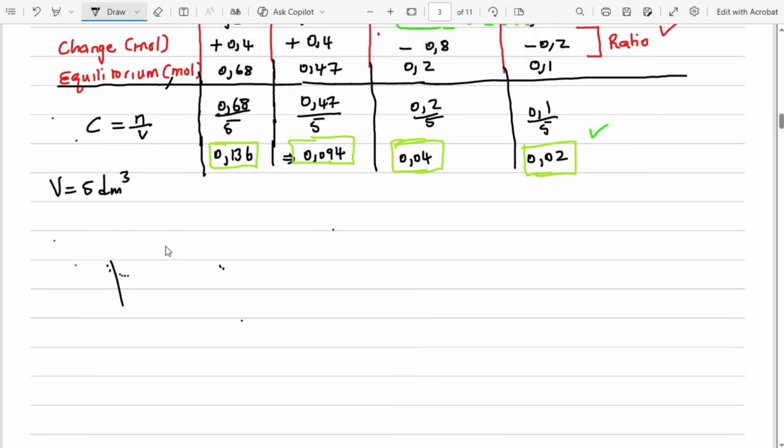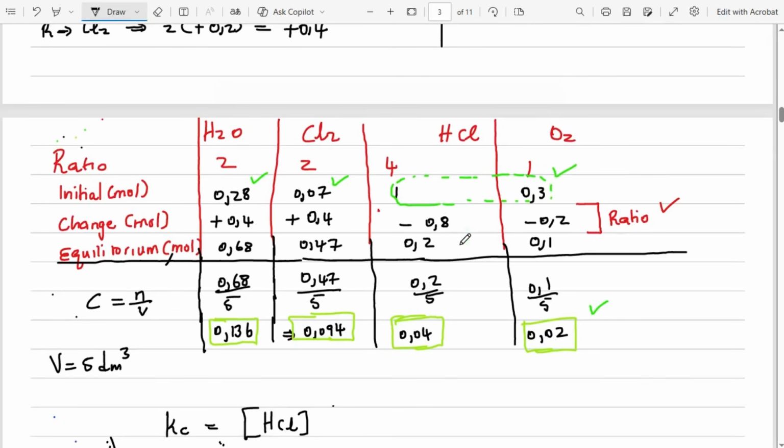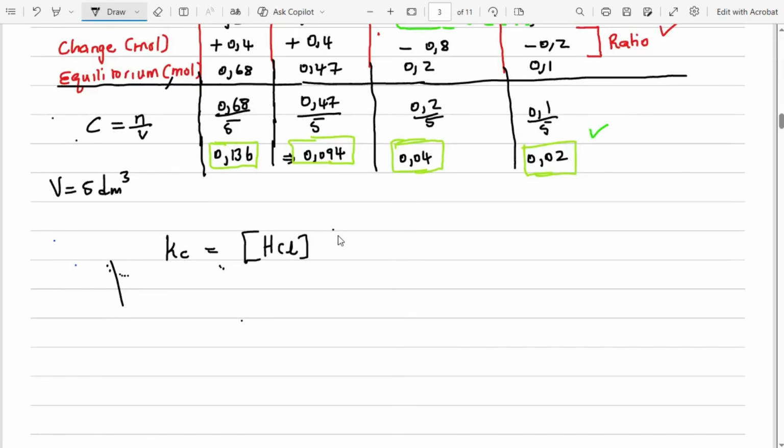Okay, so I think everyone agrees with me that for the formula for Kc, we need to take the concentration of the product, which was HCl, but please remember we need to put the exponent on top. The exponent is the ratio. Whatever number was in front of that HCl, you put it here on top. We're going to put the 4 there on top, and this is multiplied by the oxygen, O2. So the number was 1, we just leave it like that.